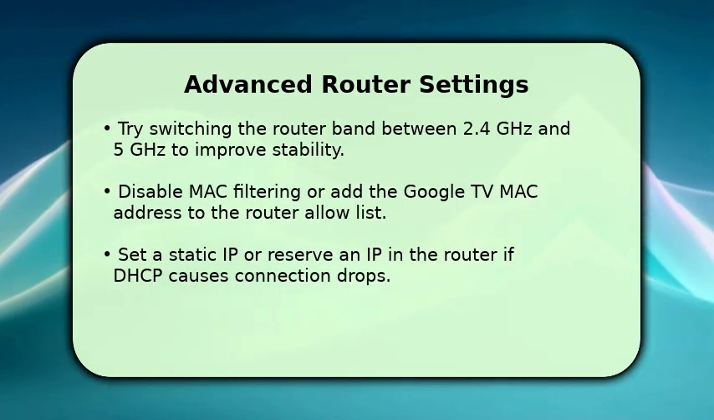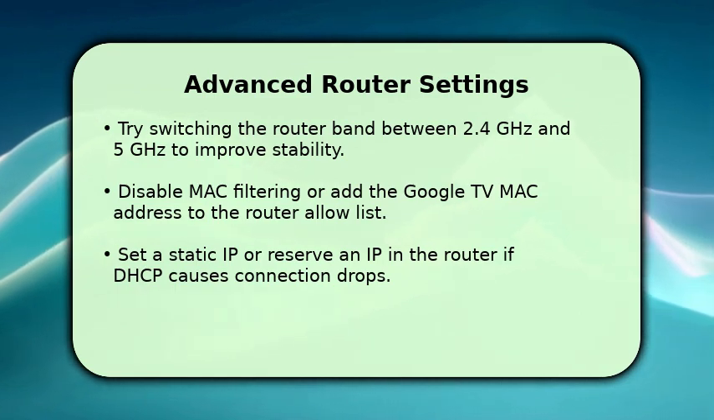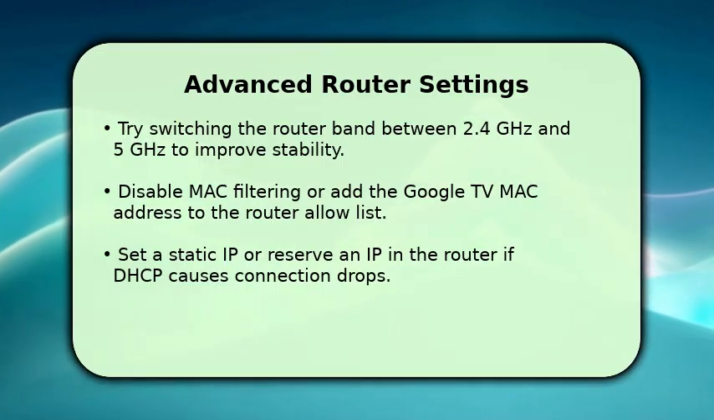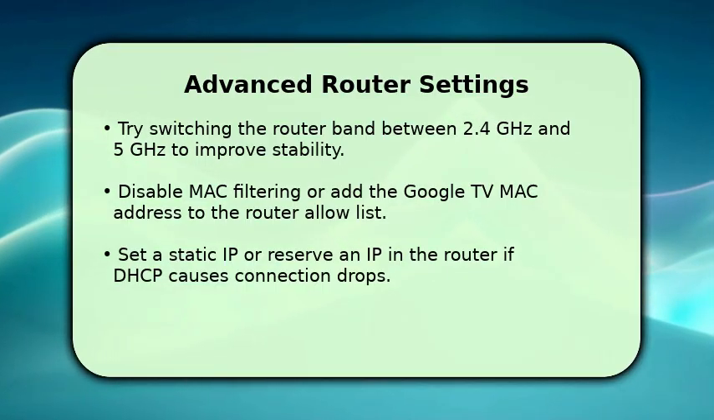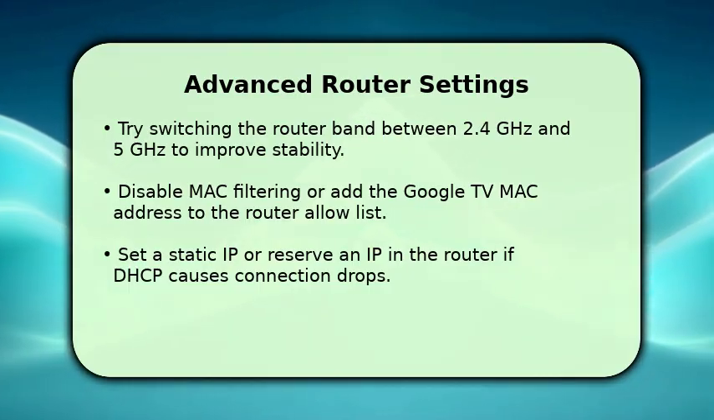Disable MAC filtering or add the Google TV MAC address to the router allow list to avoid blocked access. Set a static IP on the device or reserve an IP in the router if DHCP causes connection drops. Contact your ISP or device support if persistent outages or modem issues continue.